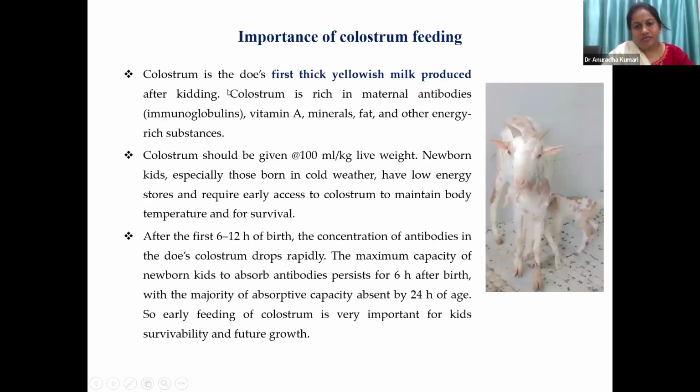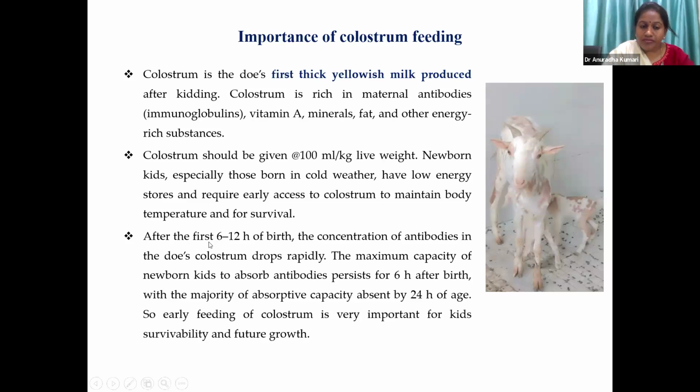Importance of colostrum feeding for the kid. As we know, colostrum is the first thick yellow milk produced by the mother. It is rich in maternal antibodies, vitamins, minerals, and fat. Colostrum should be given at the rate of 100 ml per kg body weight. If extra is given, it leads to diarrhea. Feeding of colostrum becomes most important in cold weather to prevent mortality due to hypothermia because it acts as an instant source of energy.